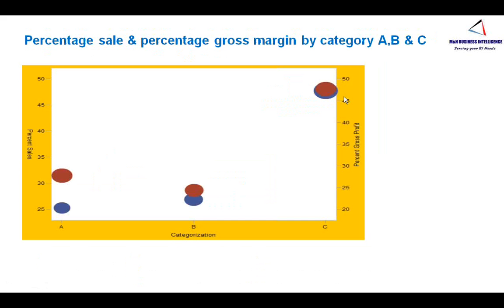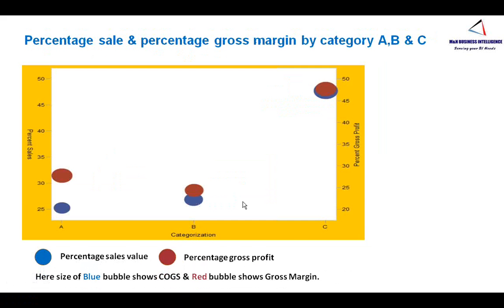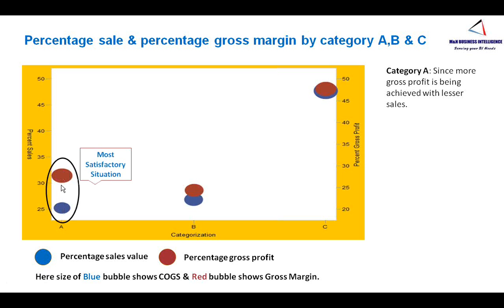Now we look at the second one, the blue circle. Here the size of the circle, the blue circle, is the cost of goods sold, and the red is the gross margin. Now what is happening here is that with lesser sales, more gross profit is being generated, right? Percentage sales for category A. So this is a good situation.